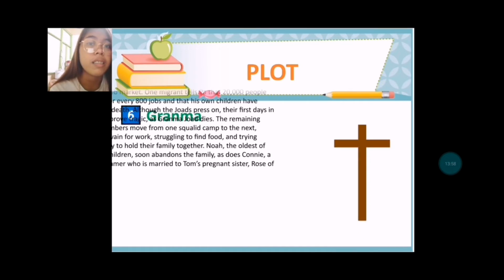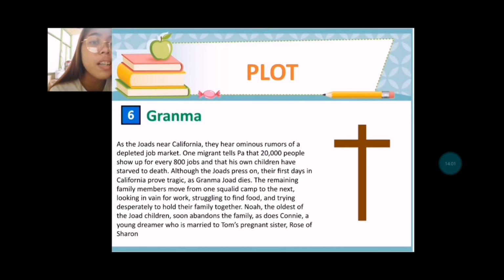Next. As the Joads near California, they hear ominous rumors of a depleted job market. One migrant tells Pa that 20,000 people show up for every 800 jobs and that his own children have starved to death. Although the Joads press on, their first days in California prove tragic. As Grandma Joad dies, the remaining family members move from one squalid camp to the next, looking in vain for work, struggling to find food, and trying desperately to hold their family together.